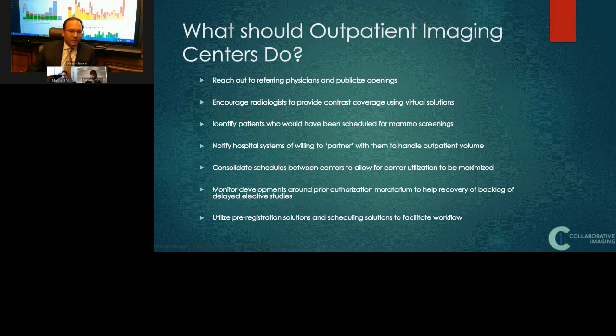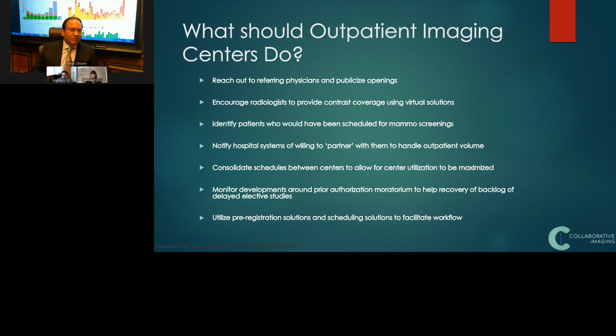So what should the outpatient imaging centers do? Once things open up, and in Texas, we've now opened up the state, and elective procedures are allowed to happen. So the outpatients should start reaching out to their referring physicians and publicize openings. They should encourage radiologists to provide contrast coverage using virtual solutions. CMS relaxed the rules as to having a radiologist or a physician on site at imaging centers to where they can cover virtually. So they should use that so that they don't have to put radiologists in harm's way by any means.